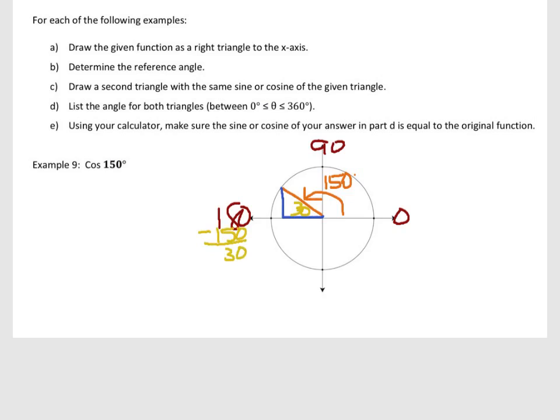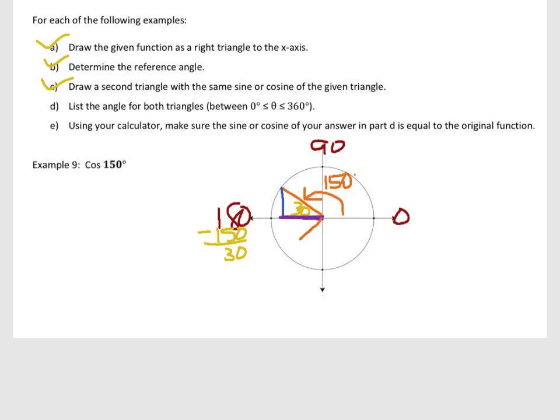So we got the reference angle. The question is: draw a second triangle with the same sine or cosine of the given triangle. Since we know that cosine is our x value, we need to draw another triangle that has that same x value.